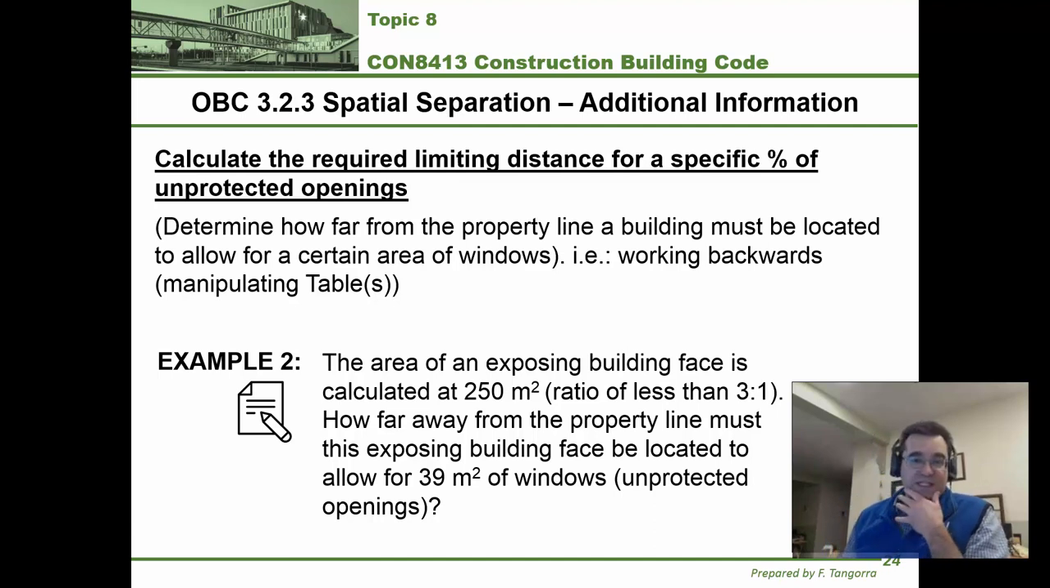What we have in example number 2, which is also in your course notes, is a building. You're told that the area of the exposed building face for this building is 250 square meters, and that the ratio was found to be less than 3:1. Okay, so that gives you the left-hand side of that table. What you're being asked is, what must be the limiting distance, the distance to the property line, if you're allowed to have 39 square meters of windows, basically 39 square meters of unprotected area?